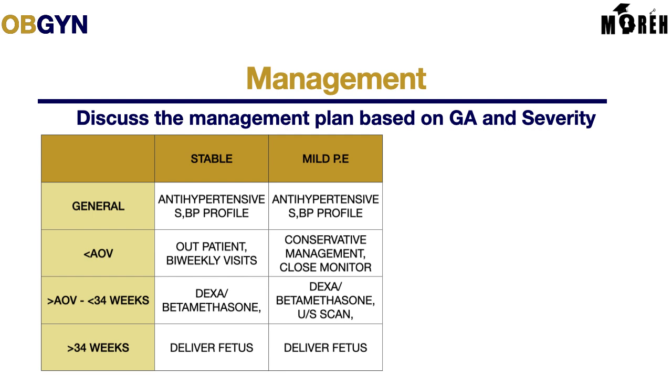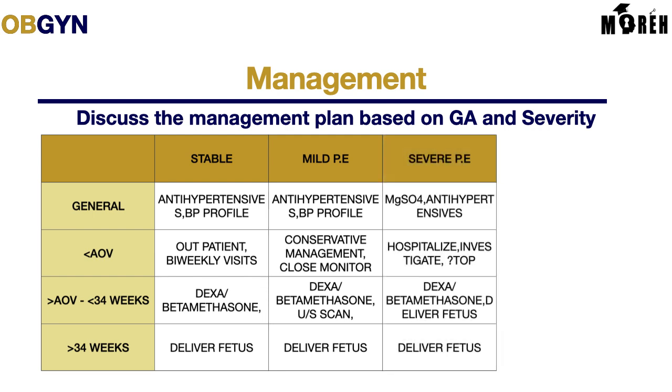If the pregnancy is above the age of viability but before 34 weeks, what we want to do is give corticosteroids, betamethasone or dexamethasone. We want to do an ultrasound scan and our biophysical profile of the baby. And if there are changes in the pattern, for example, on one day it's 160, then it goes back to 150, 145, we may still want to deliver the baby then. If the pregnancy is above 34 weeks, deliver the fetus.